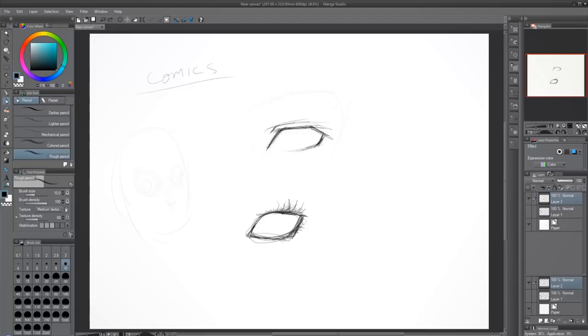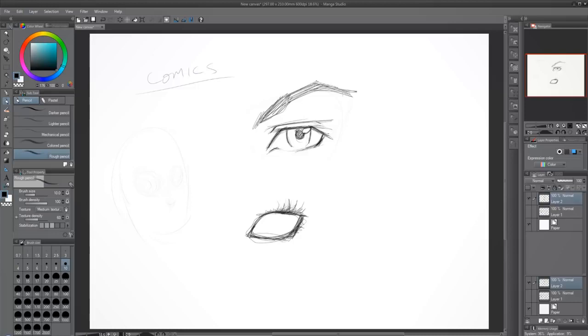Usually you get the top part. Maybe they indicate the tear duct, but it's not absolutely necessary. But usually they do get the crease of the top of the eye. You'll get a simplified eyebrow. And then you get the iris, highlight, and the pupil. So there we go. That's pretty basic for comics, and you can see it's not that different.